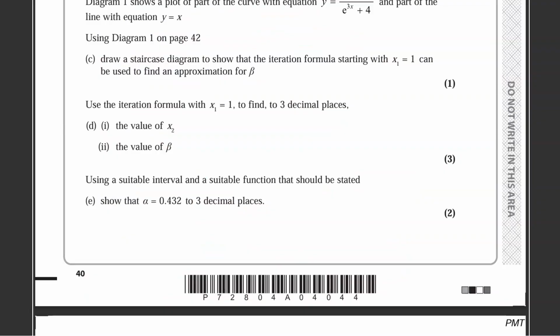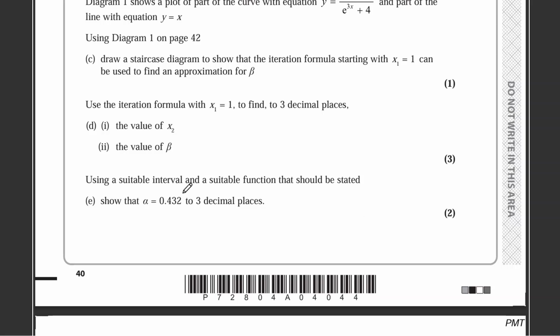Okay, and then for part E, we need to use a suitable interval and a suitable function to show that alpha is equal to 0.432 to 3 decimal places for 2 marks. Now, even though this is only worth 2 marks, I think this is actually a really difficult question because you need to fundamentally understand how iteration works, okay?